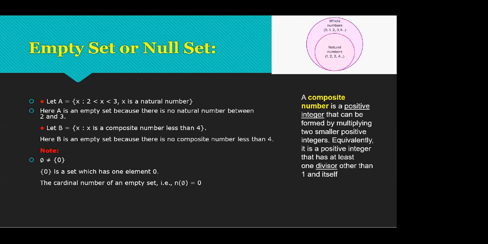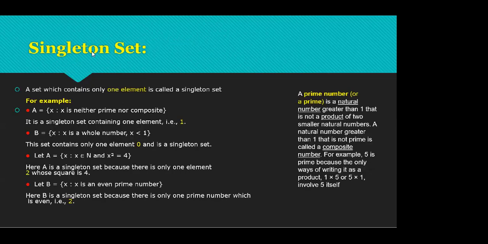So let's move. There's no question on empty set? Okay, so let's move to singleton set. A set which contains only one element is called a singleton set. For example, set A, wherein x is neither prime nor composite.